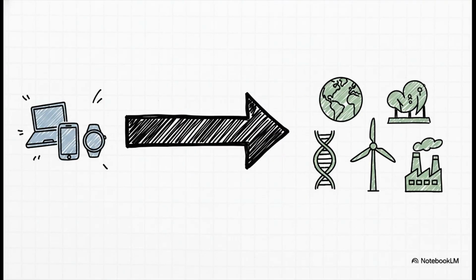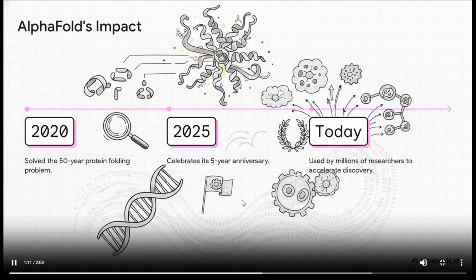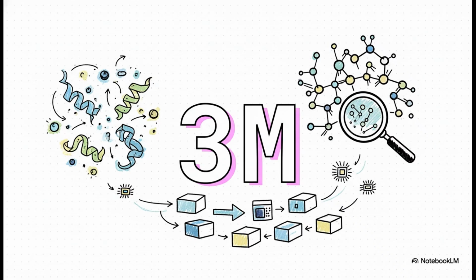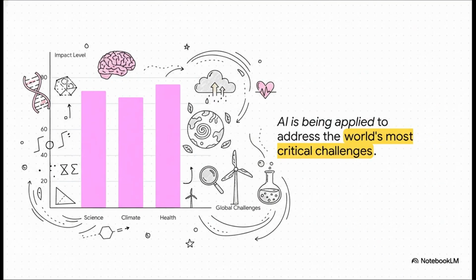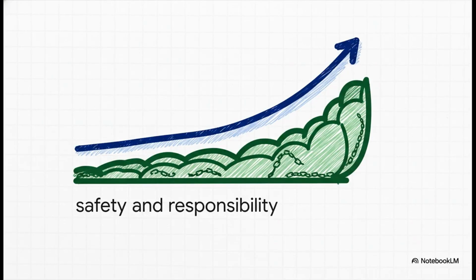But this is bigger than just personal tech. It's about tackling humanity's biggest problems. Remember AlphaFold? Well, its revolutionary impact on science just kept getting stronger. Get this, 3 million researchers are using it. That's how you accelerate scientific discovery. And that progress is happening in so many other huge areas, from science to climate to health. For instance, our new weather model generates forecasts 8 times faster. That's a game changer. Now, with all this incredible power comes a huge responsibility to build it safely.